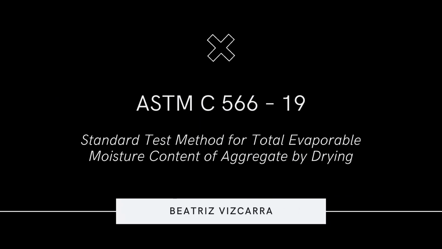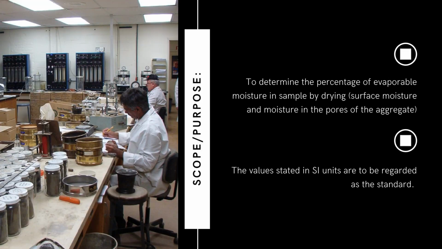There are three commonly used test methods for performing moisture content tests of normal weight and lightweight aggregates: ASTM C566, ASTM C70, and yung AASHTO T255. Pero yung pag-uusapan lang natin is yung ASTM C566 or yung Standard Test Method for Total Evaporable Moisture Content of Aggregate by Drying. It is applicable to both fine or coarse aggregate, and it is the most commonly used procedure. Let's start with the scope.